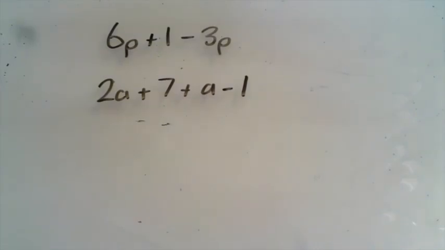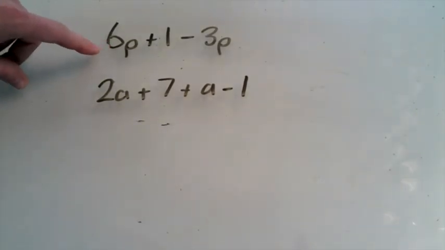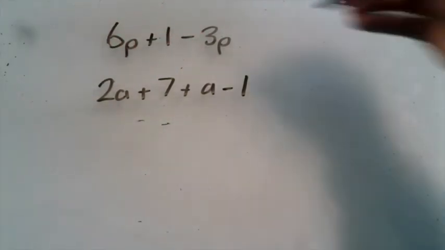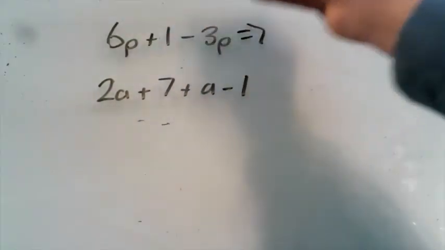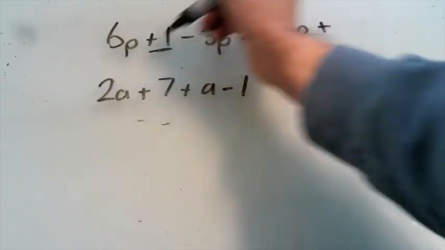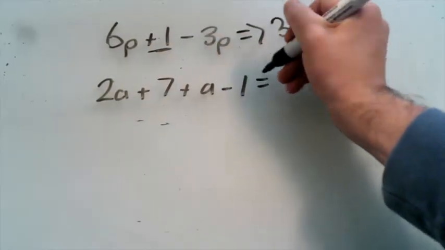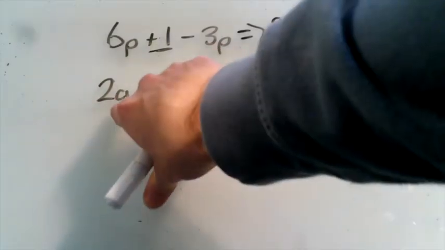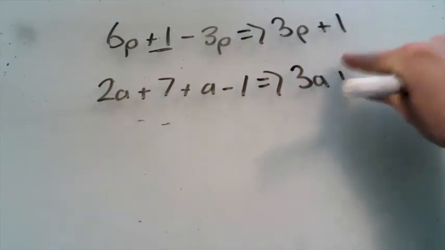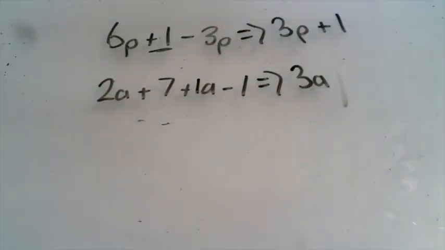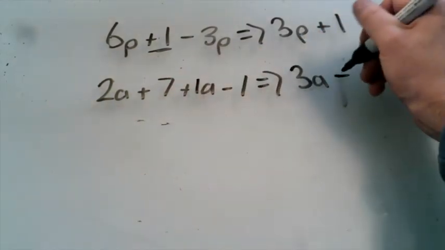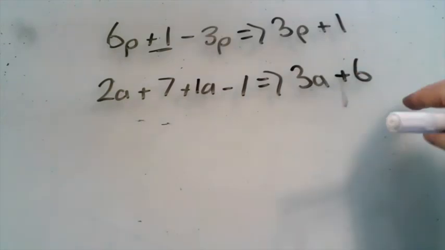So to simplify these expressions, we're doing 6p take away 3p first, because we can put those two together as they're both p's. So we've got 6 take away 3, which is 3. So we've got 3p, and we've still got this guy. You can't forget to put him back on. And the second one, we've got 2a add a, that's 3a, because that is 1a. There's an invisible 1 in front of that one. And then we've got add 7 take away 1, which would be add 6, because 7 take away 1 is 6.